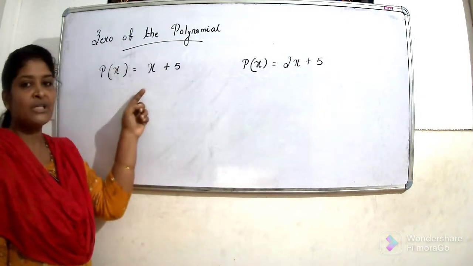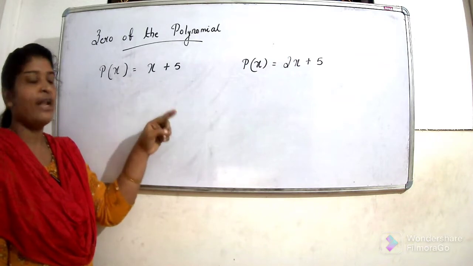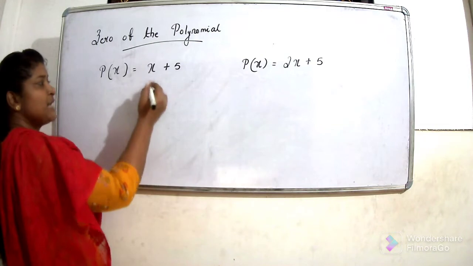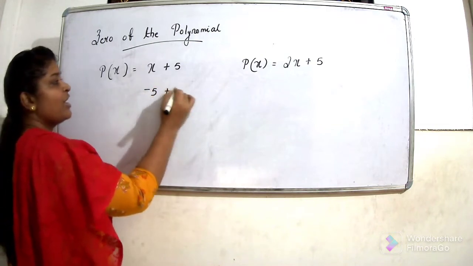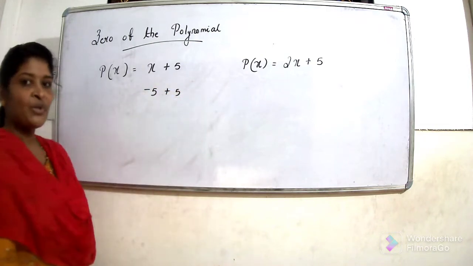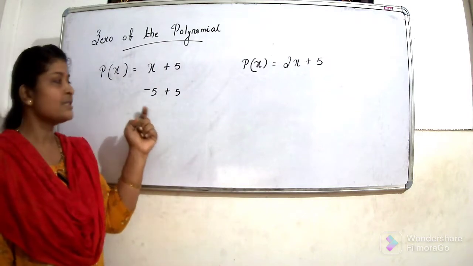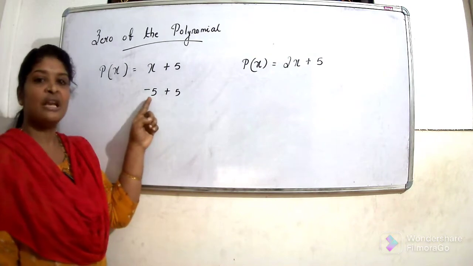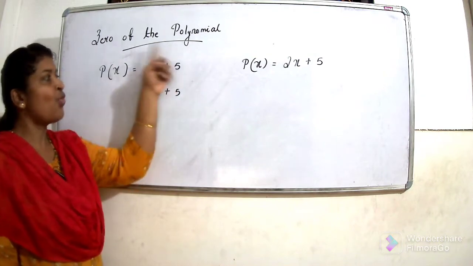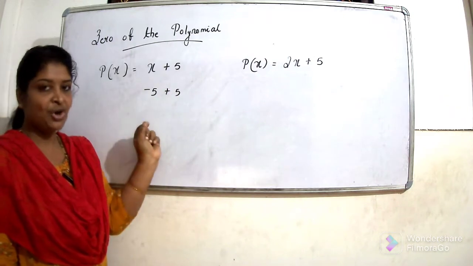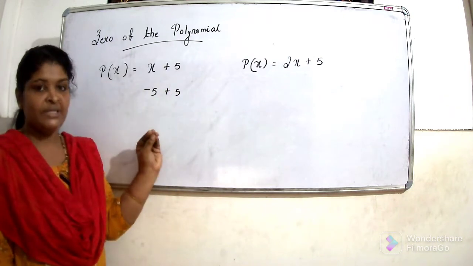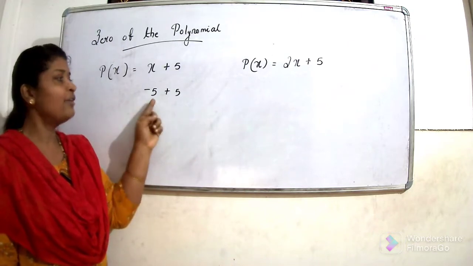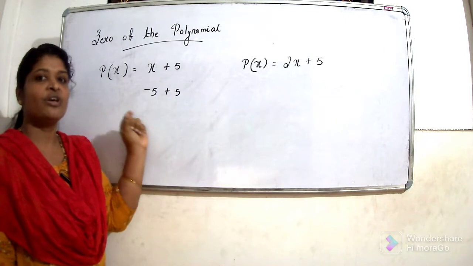This polynomial's answer will come as 0. Which value do we have to substitute for x? So here we know, if instead of this x we take negative 5, then the result is 0. So negative 5 helps us reach 0. That means the result is 0. So that is why negative 5 is the zero of this polynomial. In short, the zero of the polynomial means the value which helps us to become 0. That value is known as the zero of the polynomial.